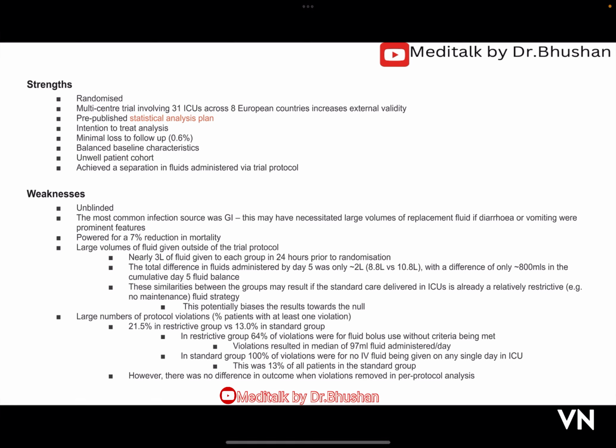Strengths of this ICU trial. This is a randomized multicenter trial involving 31 ICUs across 8 European countries, which increases the external validity. Pre-published statistical analysis plan. Intention to treat analysis. Minimal loss to follow up. Balanced baseline characteristics. Unwell patient cohort. It achieved a separation in fluid administration via the trial protocol.